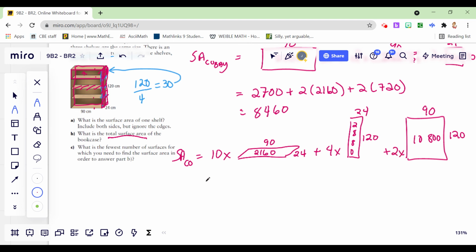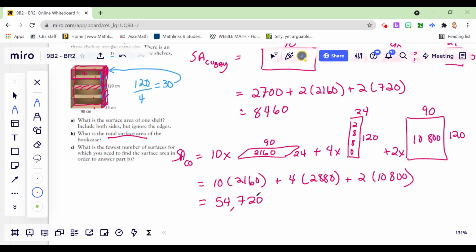All right, so it would be 10 times that plus 4 times this vertical one plus 2 times this, for a total of 54,720. Okay, I hope that helps.